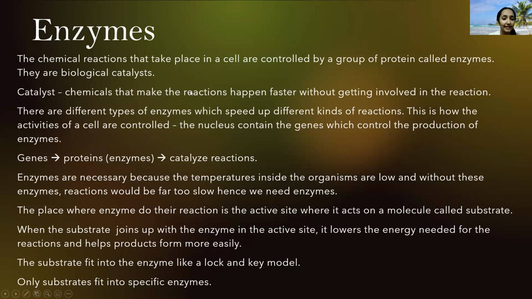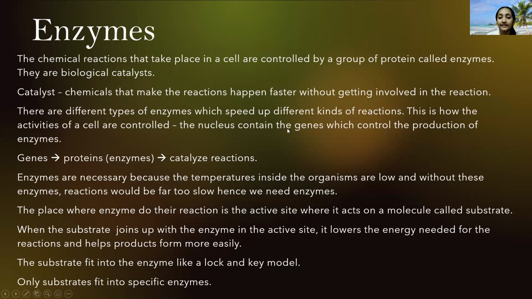The chemical reactions that take place in a cell are controlled by a group of proteins called enzymes. They are biological catalysts. So what is the meaning of a catalyst? Chemicals that make the reactions happen faster without getting involved in the reaction. There are different types of enzymes which speed up different kinds of reactions. This is how the activities of a cell are controlled.